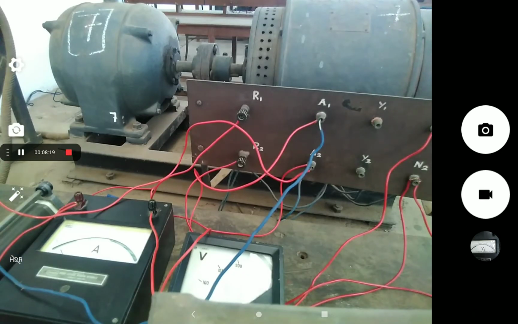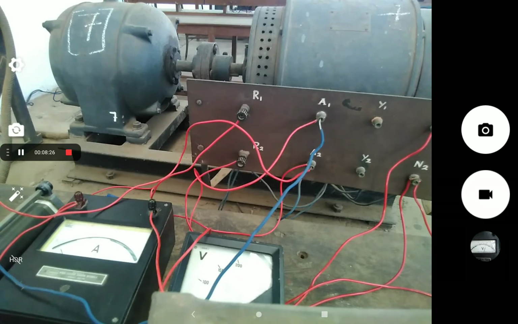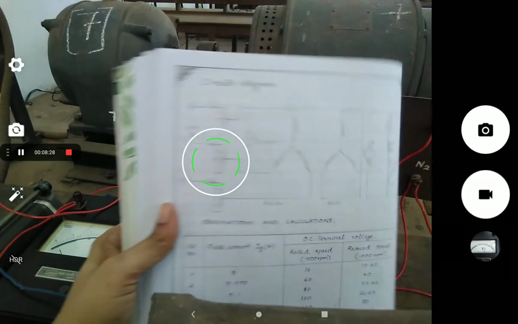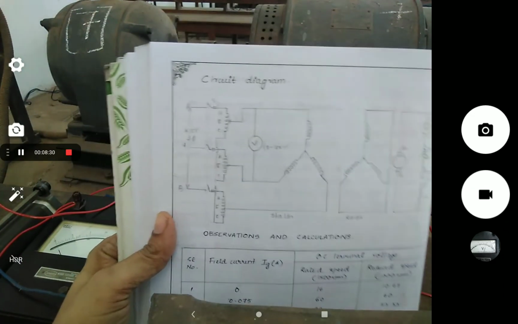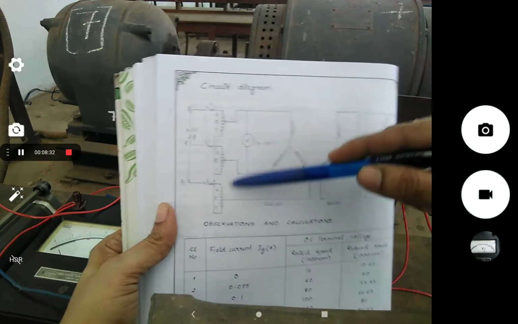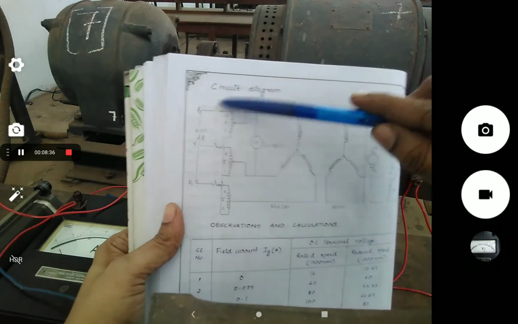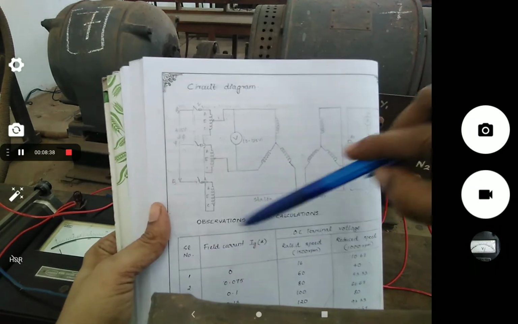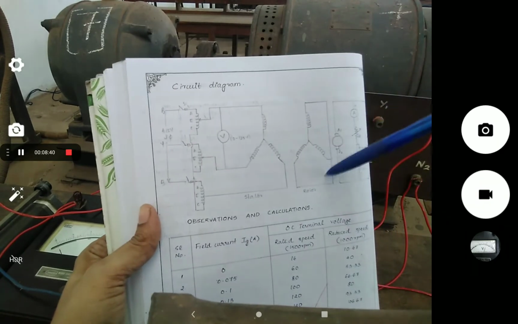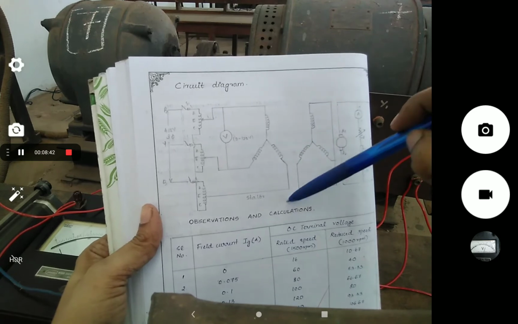So I will explain the connection first. So we will start our circuit connection. Okay, you will get a circuit diagram like this, in which you can see this is a 3-phase supply coming to stator and rotor of an induction motor. This much portion is internally connected. We don't need to connect it externally.